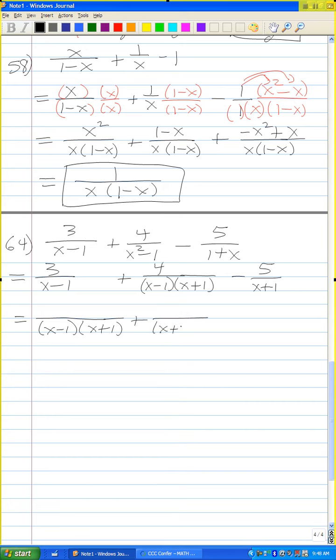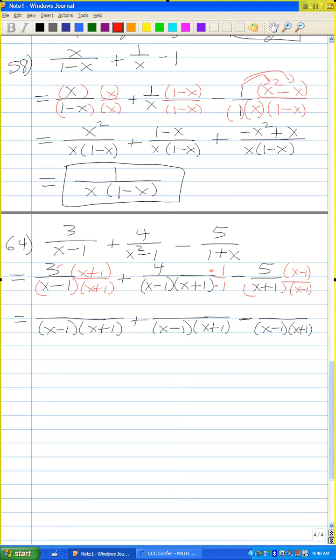And so I need to multiply and divide by the same quantity so that I can find equivalent fractions with the same least common denominator, x minus 1, x plus 1. So let me multiply this first fraction by x plus 1 over x plus 1. Here I just have to multiply and divide by 1. Here I have to multiply and divide by x minus 1.